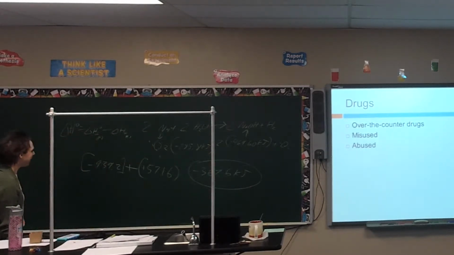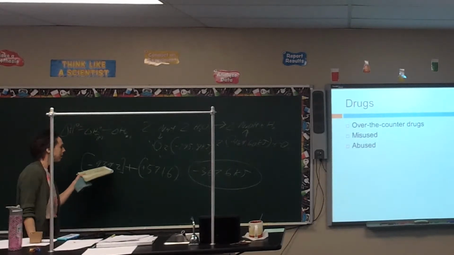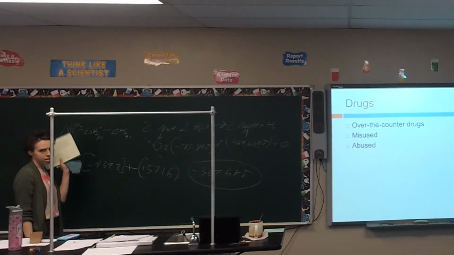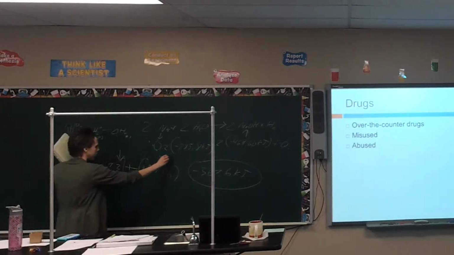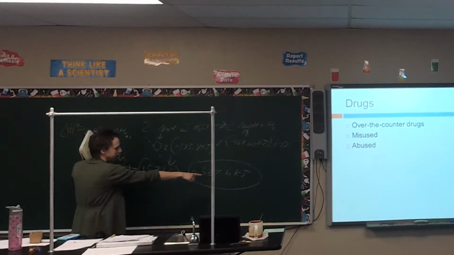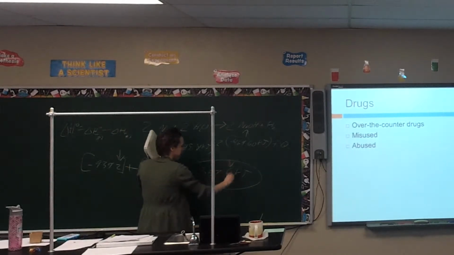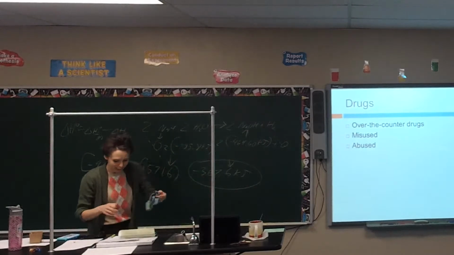Alright, so the last step was addition or subtraction. So do you go by number of sig figs, or do you go by place? Place. This one ends in the ones, this one ends in the ones. So where should your answer end? Right where it is. So everything's already done.